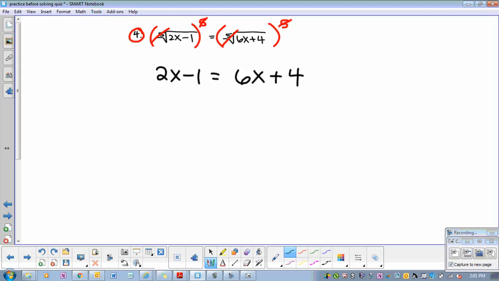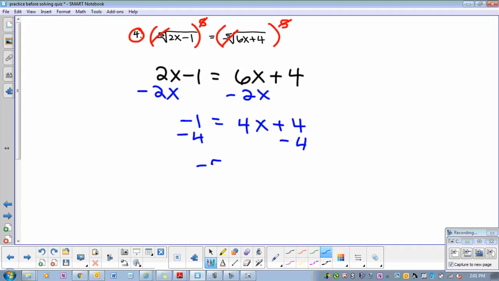Good. Subtract 2x. I mean, now you're just solving a regular linear equation. It's just what? Multi-step? Which is fine. Now what? Good. Subtract the 4. So negative 5 equals 4x. And then? Good. So you have x equals -5/4.